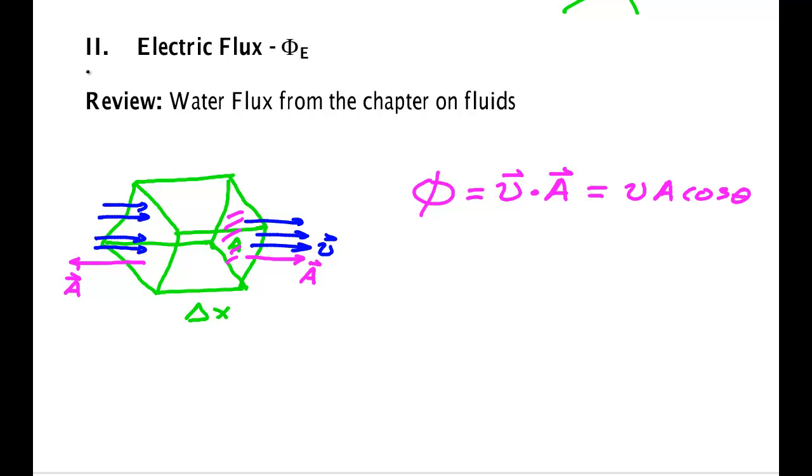If you forgot about dot products of vectors, go back and review the modules on them. Go back and look at the section we did on work. We're going to need that again here. So in this case, the angle between the blue vector velocity and the purple A was 0, and the cosine of 0 was 1, and so this flux was positive.